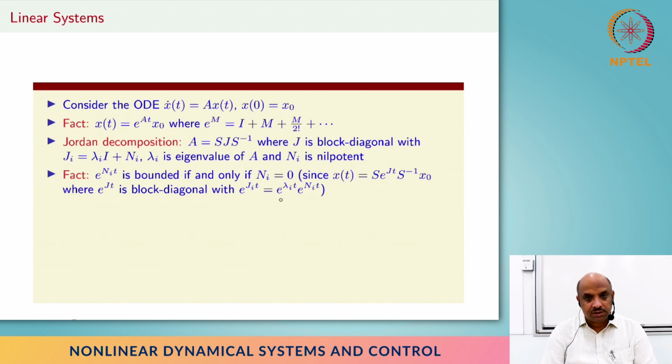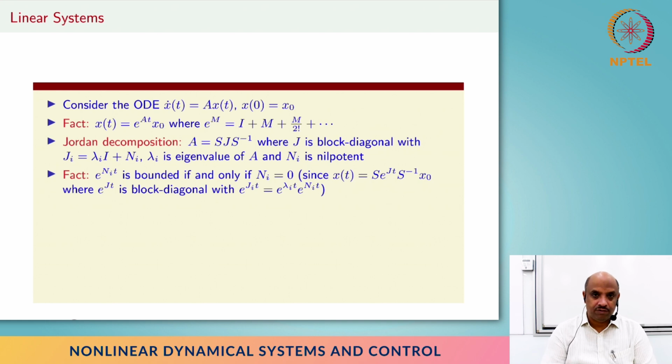But if the real part is 0, then this may exhibit either oscillatory behavior or behave like a constant. So in that particular case, what will happen? If N_i is 0, then that's going to be identity. So if the real part of lambda is 0 and N_i is 0, then we'll have a perfectly bounded solution. We may not have a convergent solution. We may have oscillatory behavior or a constant behavior, but it will be bounded if N_i is 0 and the real part is 0. But if the real part is 0 and N_i is not 0, it's not difficult to show, this will have an unbounded behavior, right?